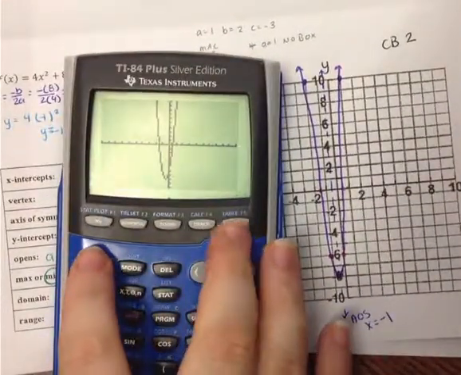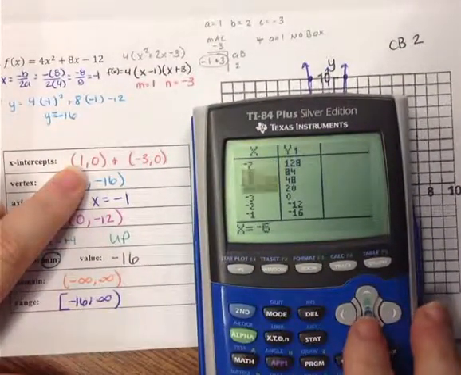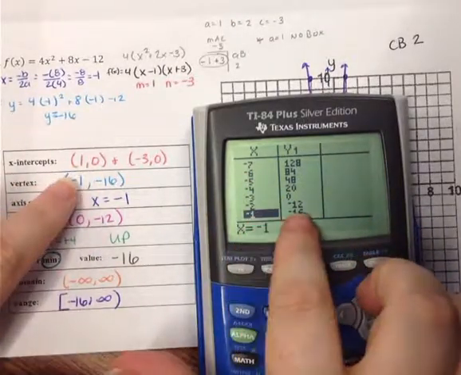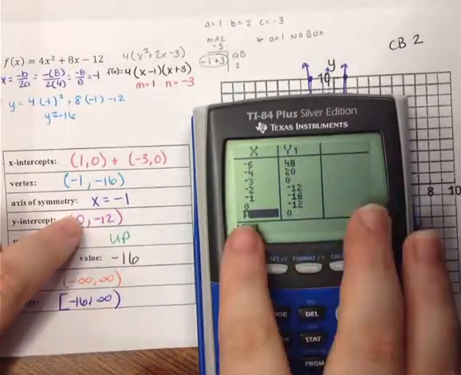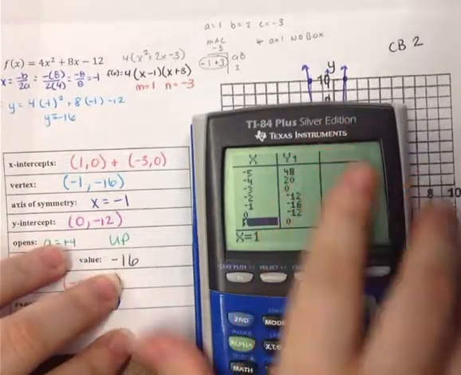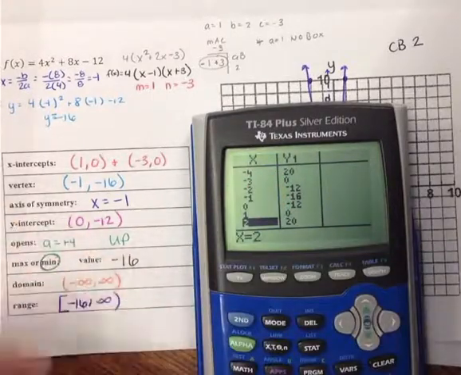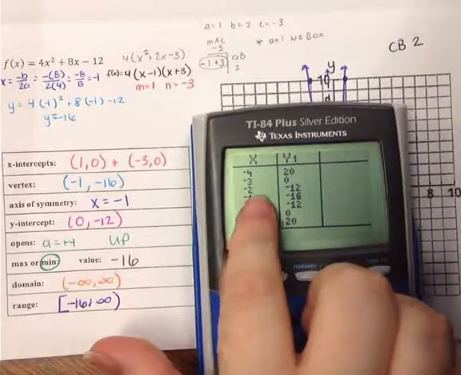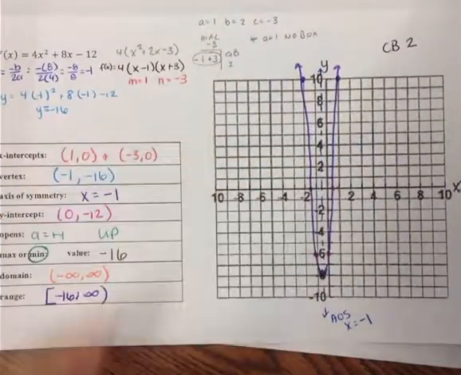And we can go to our table, second graph. Look at our table. We have 1, 0. Well, there's -3 zeros, so that one's good. We have a -1, -16. We have a 0, -12, which was good. And then we had that 1, 0, which was also good. We also said it was at positive 2, 20, -4, 20. And then we also had that the mirror of our y-intercept was at -2, -12. So those are all good coordinates that we could graph. That means that our graph is accurate.